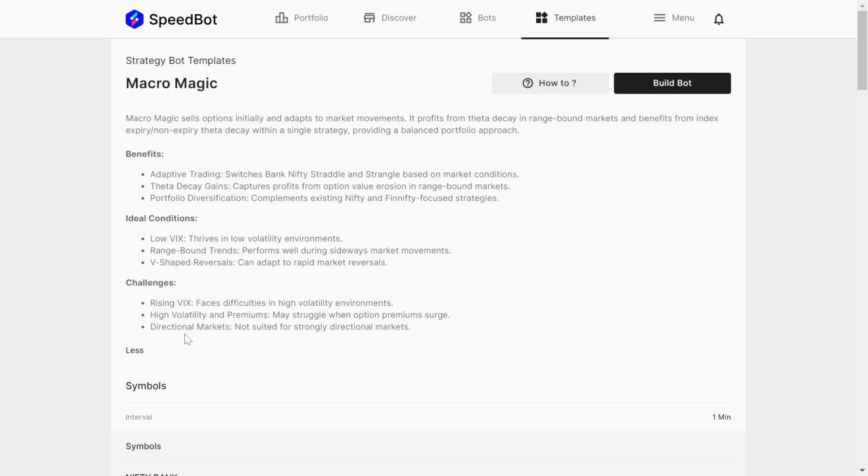Another challenge you will be facing is that trending markets are not suitable. During directional markets, we won't be recommending running this strategy template, because during trending markets, stop losses would be hit for the upside or the downside at once. So it is not advisable to use this strategy template during directional markets.